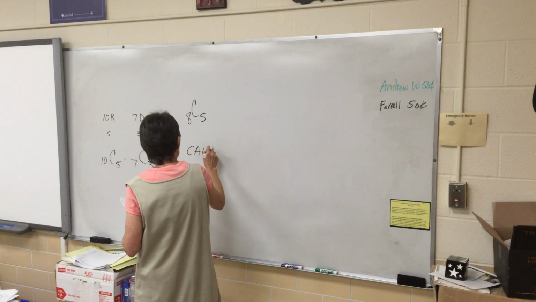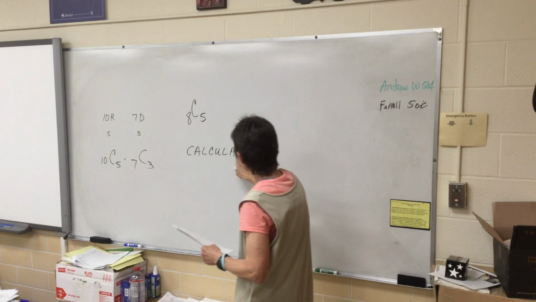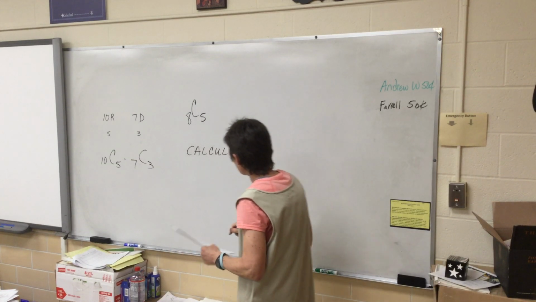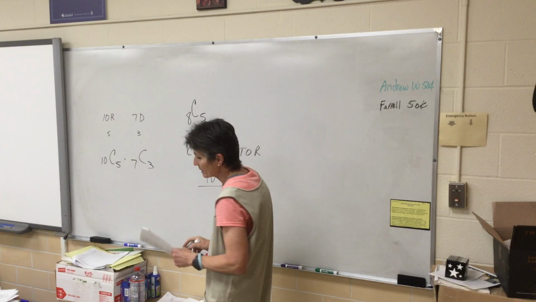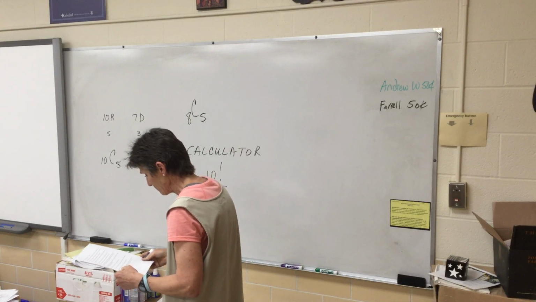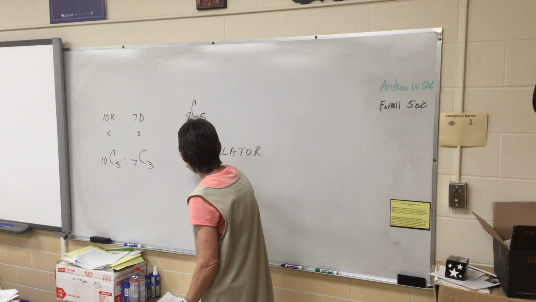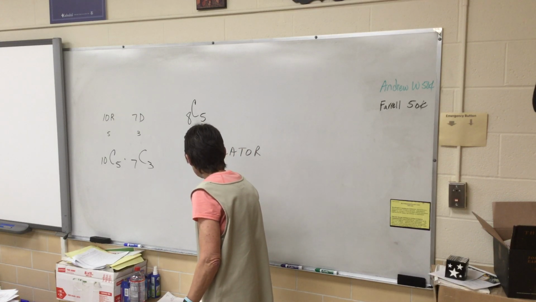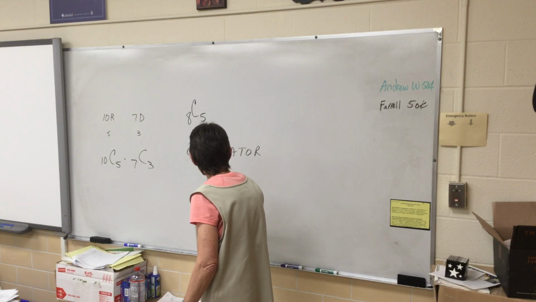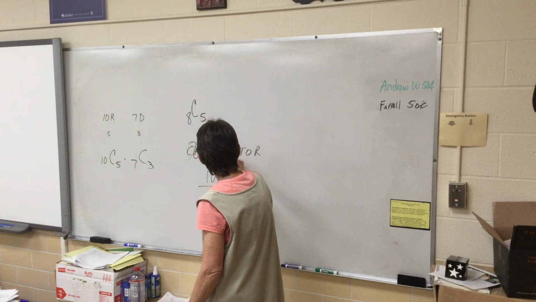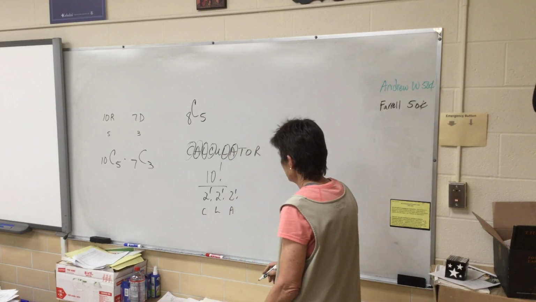Calculator. 1, 2, 3, 4, 5, 6, 7, 8, 9, 10 letters, okay? So I'm going to start with 10 factorial, right? You always start with however many letters you have, so it's 10 factorial. Now, what do I have duplicates of? 2 C's, 2 L's, 2 A's, and I think that's it.